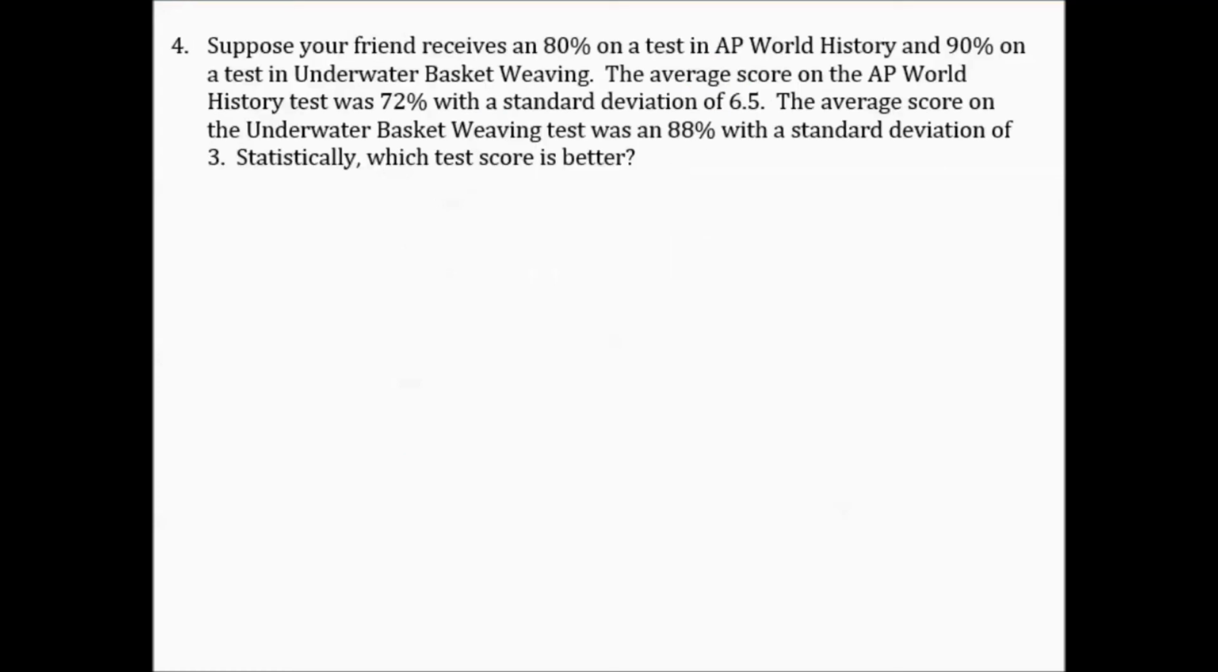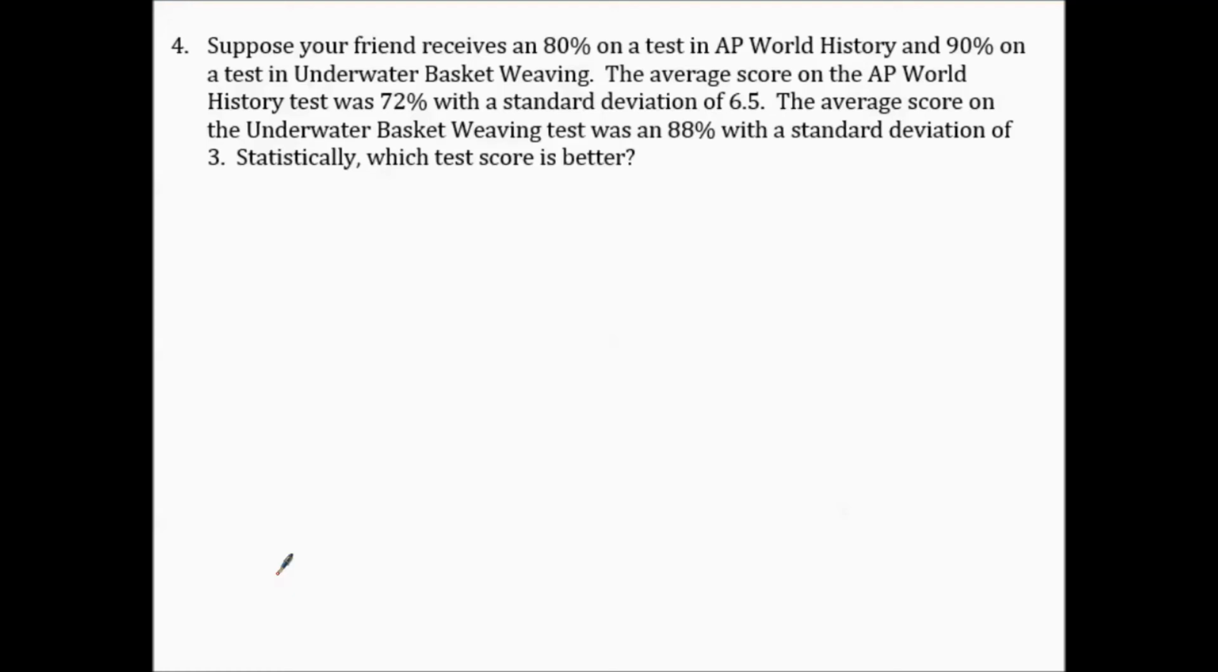Lastly, z-scores can be helpful for comparing two different sets of data. So, suppose your friend receives an 80% on a test in AP World History and a 90% on a test in underwater basket weaving. The average score on the AP World History test was a 72 with a standard deviation of 6.5. The average score on the underwater basket weaving test is 88 with a standard deviation of 3. Statistically, which score is better?